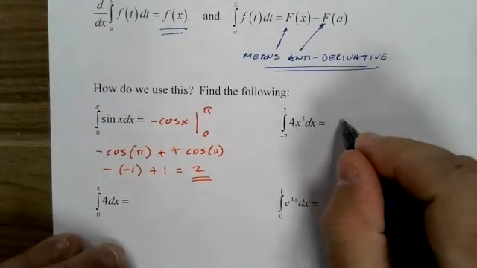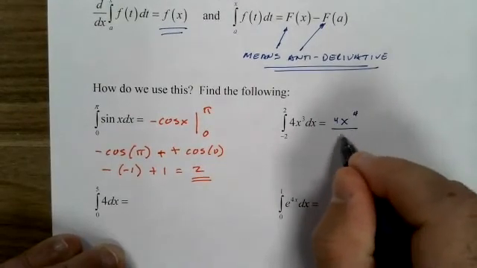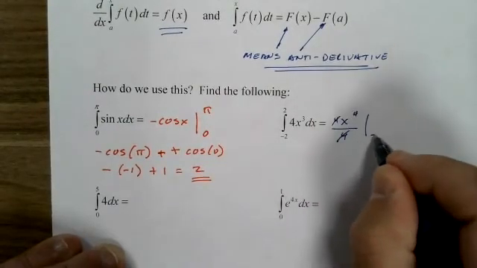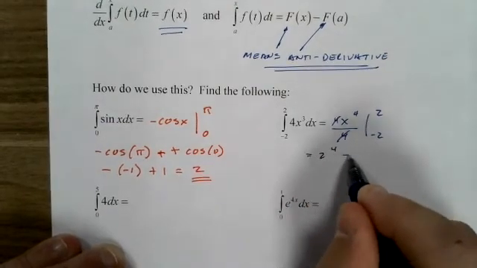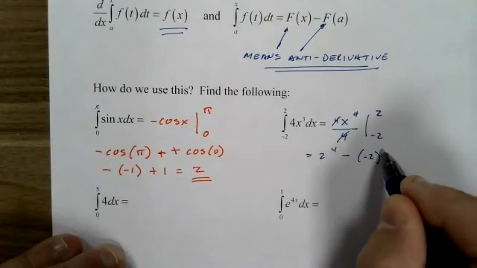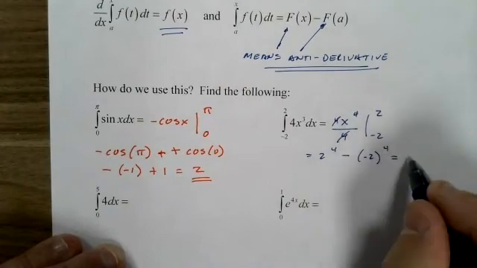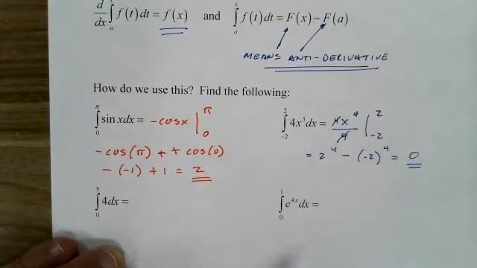Antiderivative of this is x to the 4th over 4. Build the wall. Can't throw out the bottom one. Equals 2 to the 4th minus negative 2 to the 4th equals 0. How can that be 0?